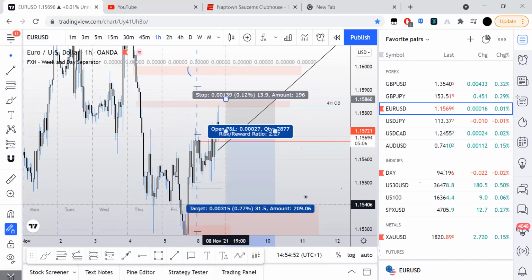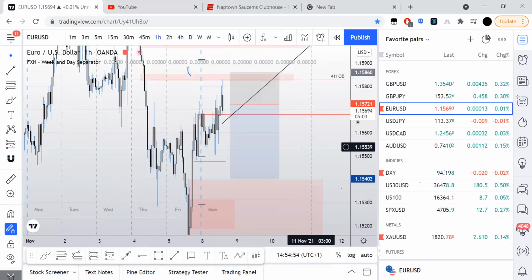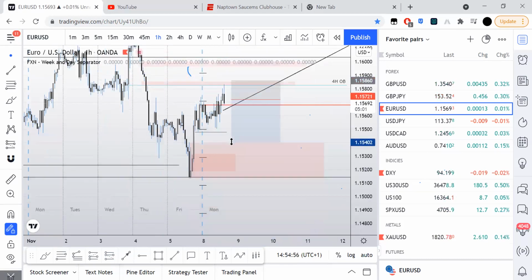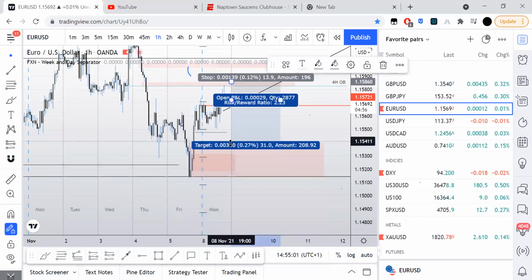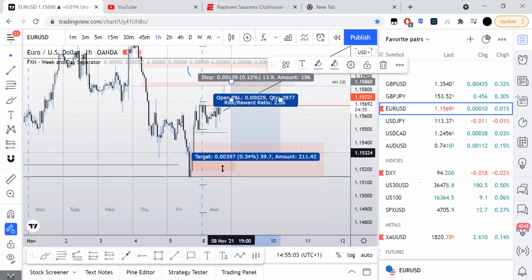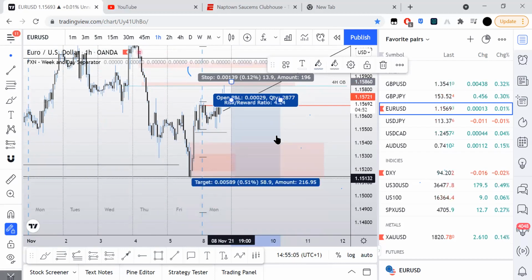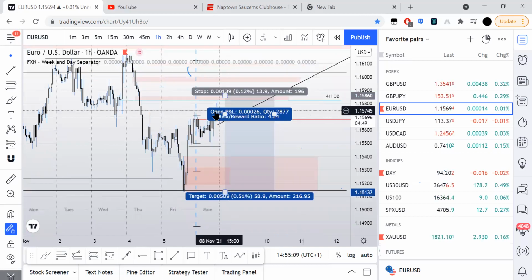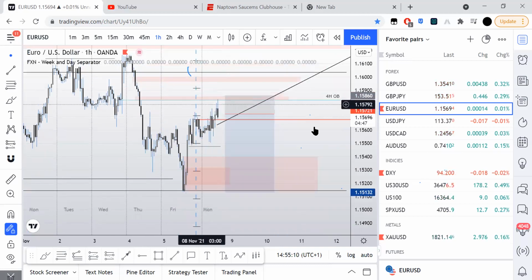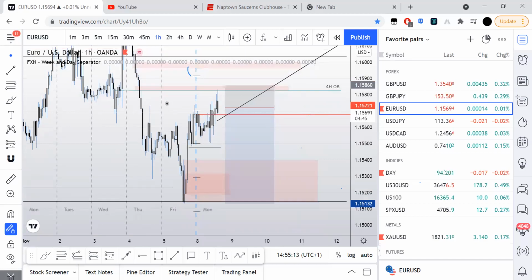Take partials here right before it gets to this discount array, and then you could take more partials here. So take a good amount of partials here, and then a lot more here, if you really think this could be high. Right now, I don't know.